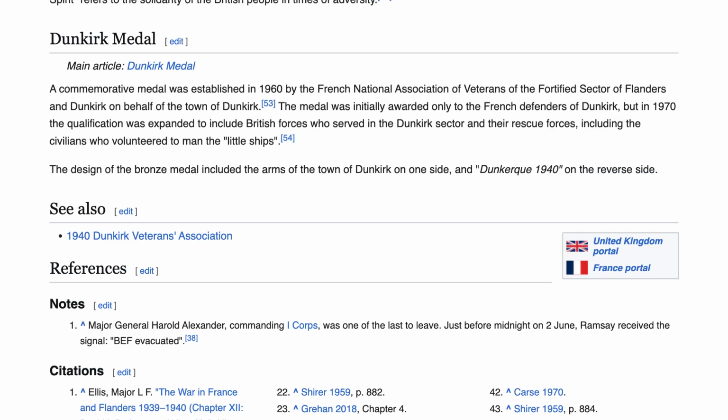Dunkirk Medal. A commemorative medal was established in 1960 by the French National Association of Veterans of the Fortified Sector of Flanders and Dunkirk on behalf of the town of Dunkirk. The medal was initially awarded only to the French defenders of Dunkirk, but in 1970 the qualification was expanded to include British forces who served in the Dunkirk sector and their rescue forces, including the civilians who volunteered to man the little ships. The design of the bronze medal included the arms of the town of Dunkirk on one side, and Dunkirk 1940 on the reverse side.